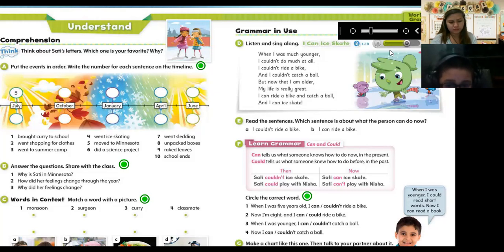When I was much younger, I couldn't do much at all. I couldn't ride a bike, and I couldn't catch a ball. Now that I am older, my life is really great. I can ride a bike and catch a ball, and I can ice skate.